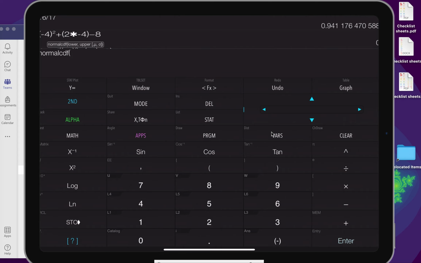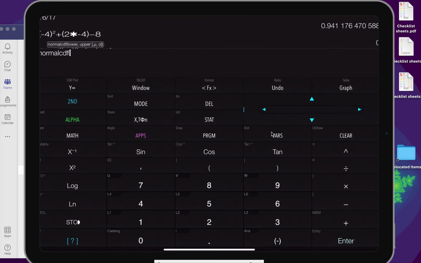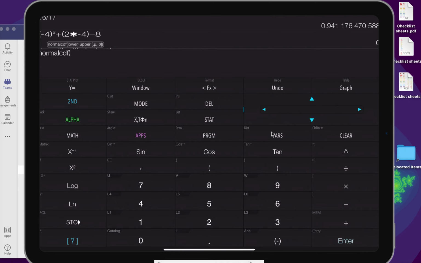Your calculator may look a little bit different. If you've got a new calculator, it's going to give you the wizard, which is the little screen that pops up, and it'll ask you for the lower, the upper, and the mean and the standard deviation. For right now, because we're calculating z-scores, keep your mean at 0 and your standard deviation at 1. I will tell you when it's okay to change that. But for right now, always have your mean be 0 and your standard deviation be 1.